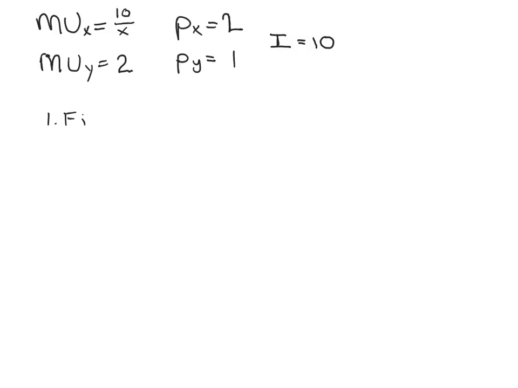Find bundle. And the way we do that is using this key condition. Sometimes it's called MRS equals price ratio, but I like to write it as what we call bang for the buck. And it basically says the marginal utility you get from good X, divided by its price, should match the marginal utility you get from good Y per dollar.